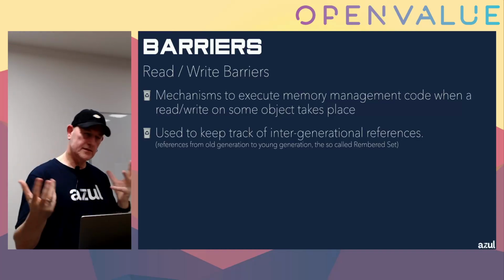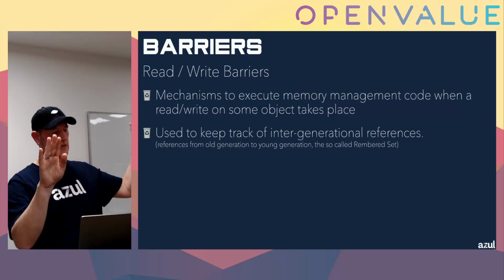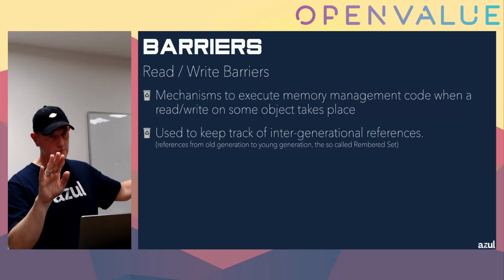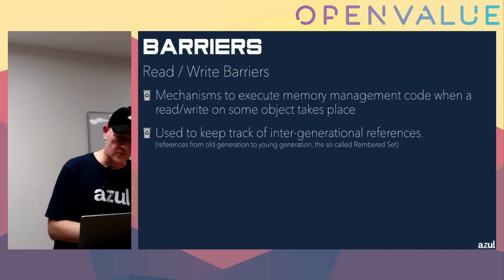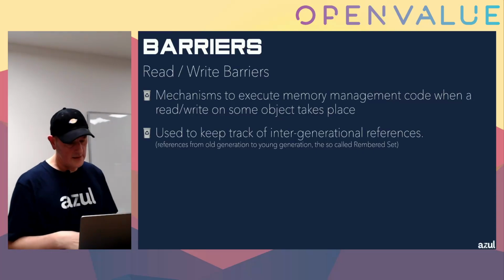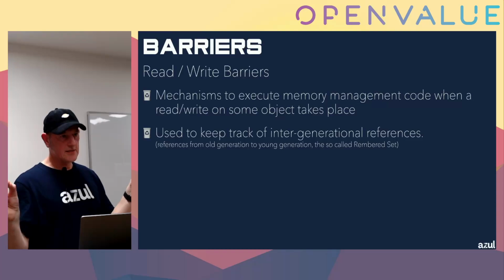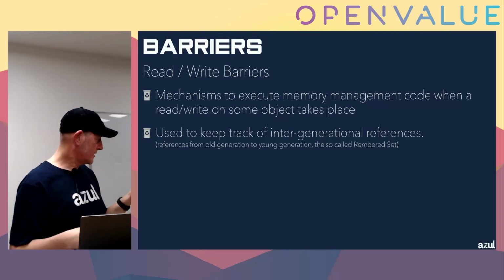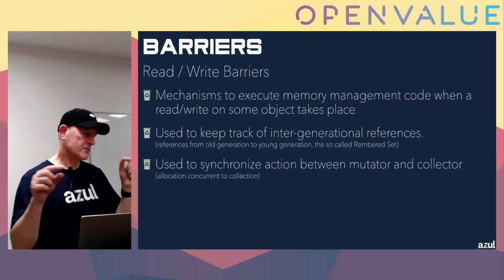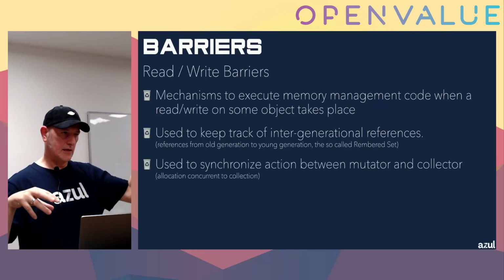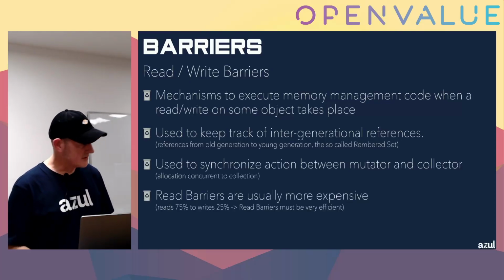I need some kind of mechanism to figure out that, yes, there is a live cell here, but the reference is coming from the old generation, and I don't do a garbage collection in the old generation. So for this kind of stuff, there's a so-called card table or remembered set. The JVM knows that, of course, and tells the garbage collector, yeah, there is some reference coming from the old generation. For this kind of stuff, you need barriers. Also, to synchronize between the allocator that allocates memory and the collector that cleans it up. So for these mechanisms, you need barriers.